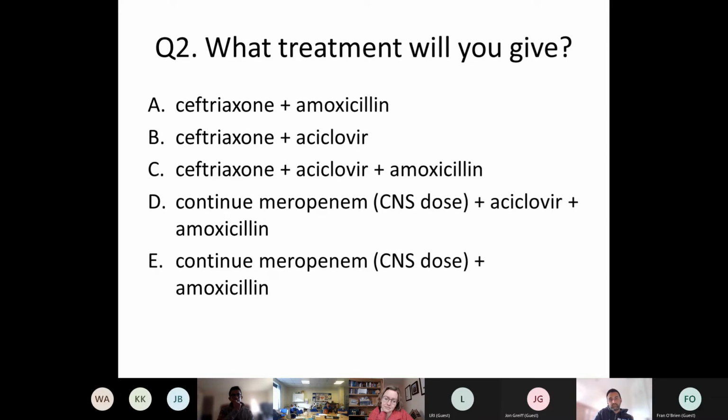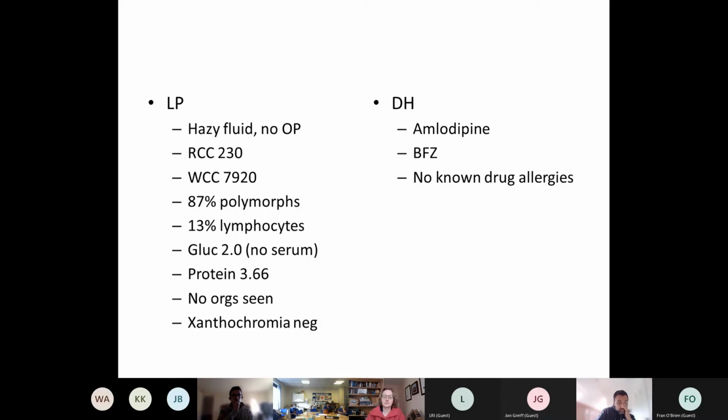Okay. So the question about what treatment will you give? So here, I think looking at that lumbar puncture, does that fit more with a bacterial or a viral picture?